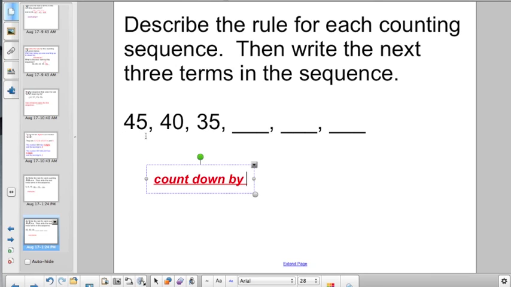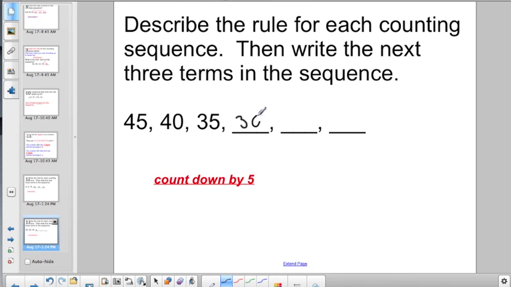Or if you're really on the ball and you understand your multiplication tables, 45, 40, and 35 are all answers when you multiply by 5s. 5 is the answer we are looking for. So now that I have my rule, it's easy to find the terms, right? 45 minus 5 is 40. 40 minus 5 is 35. So 35 minus 5, hey, that's got to give me 30.